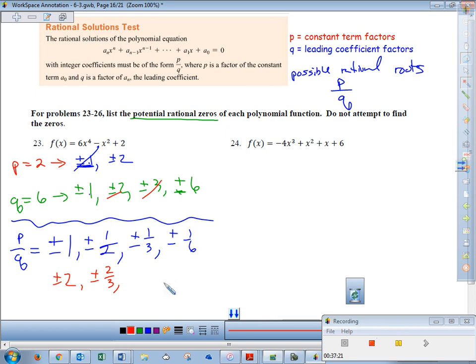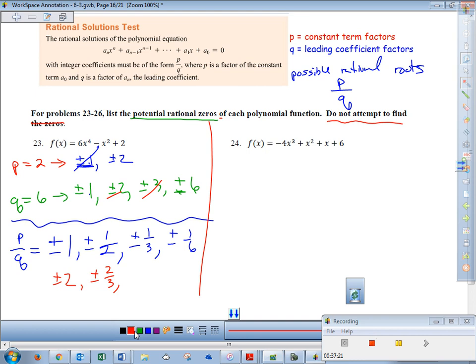Before graphing calculators, you had to figure these out. Then you had to substitute each one in one at a time and see if you got 0 back. So there's 2, 4, 6, 8, 10, 12 different things you'd have to substitute in. Thank God for graphing calculators that we don't have to do that. So they say list all the potential rational zeros. Do not attempt to find the zeros, right? These are just, if you didn't have a graphing calculator, the numbers you'd check.